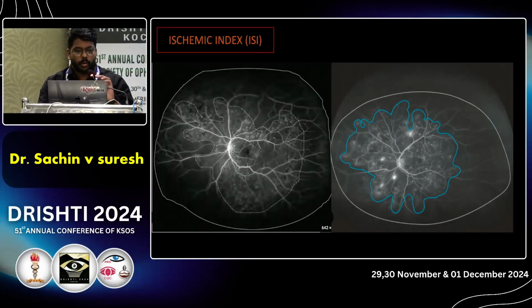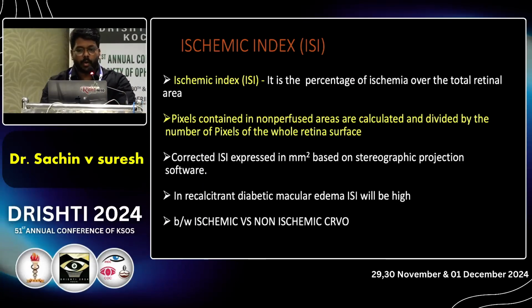Ultraviolet field can also calculate the ischemic index. It is the percentage of ischemia of the total retinal area. The pixels contained in the non-perfused area are calculated and divided by the number of pixels on the whole retinal surface area. It is important because it can differentiate between ischemic versus non-ischemic CRVO, and in recalcitrant diabetic macular edema, the ischemic index will be high.